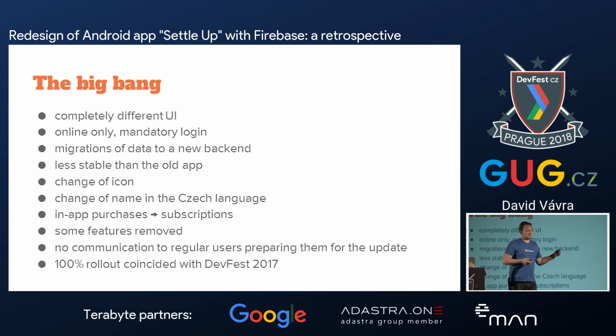We also changed the monetization, so in-app purchases were replaced by subscriptions. We also removed some features which, according to our analytics, were really not much used, some obscure features. We didn't want to create design and everything for them. And we didn't do any communication about the big update before the update. We posted something on our social media, but not many of our regular users read our social media.